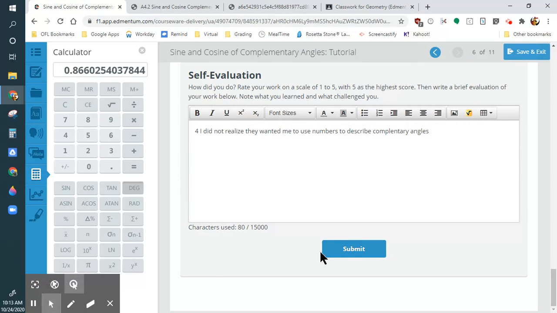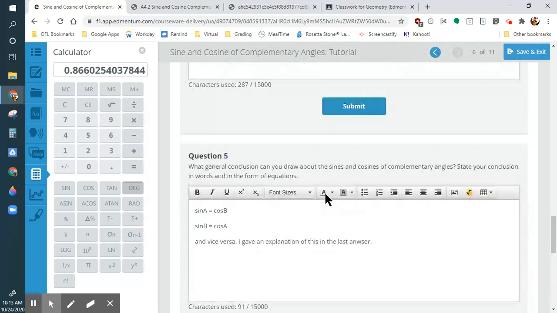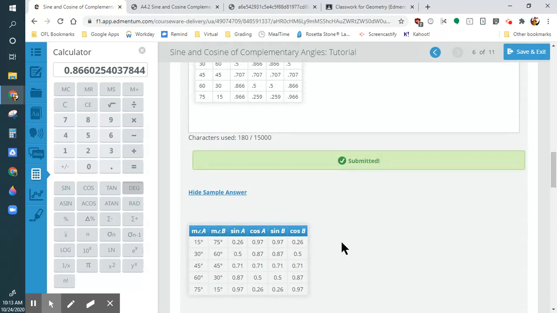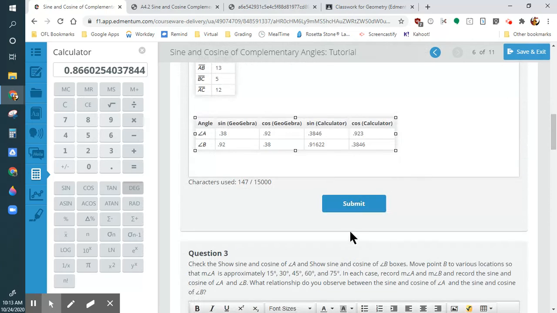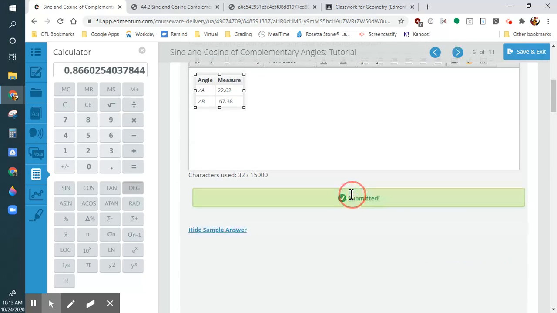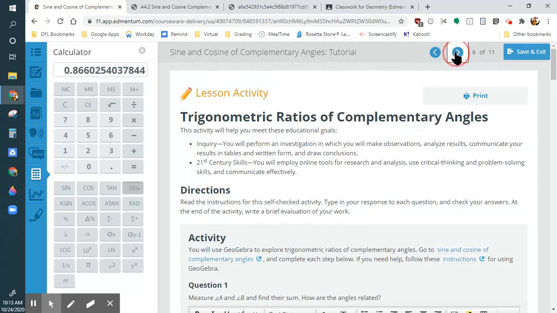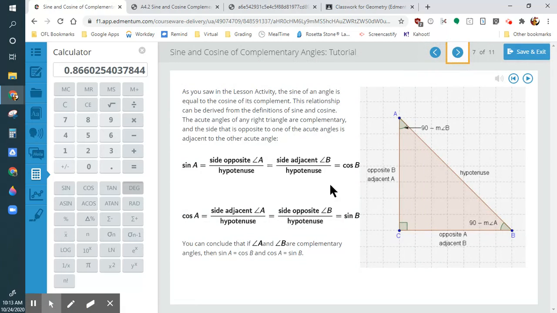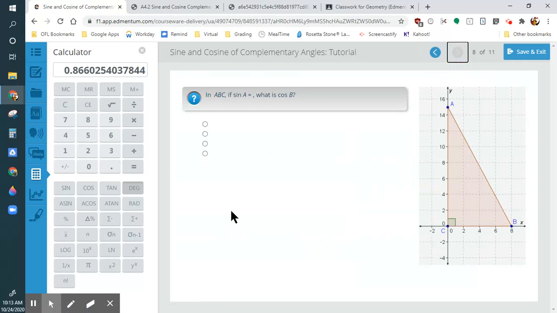All right, so I'm going to submit this. And I don't think I've submitted all of them, and I know I didn't because I have to click these. All right, I'm going to go here. And what they're just saying here is that these are complements. So angle A is 90 minus angle B, and angle B is 90 minus angle A. They're complements of each other.